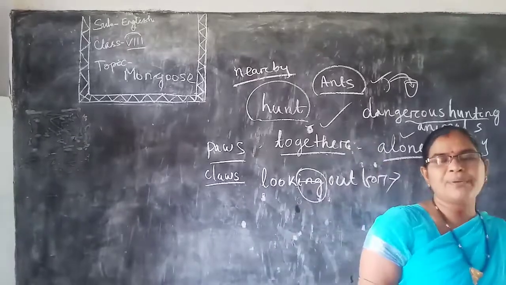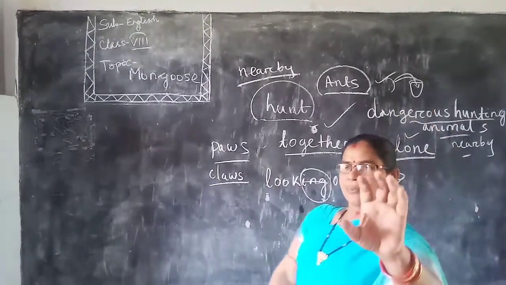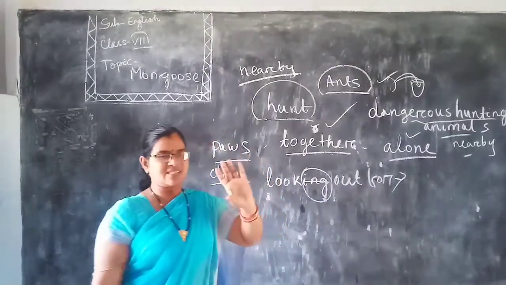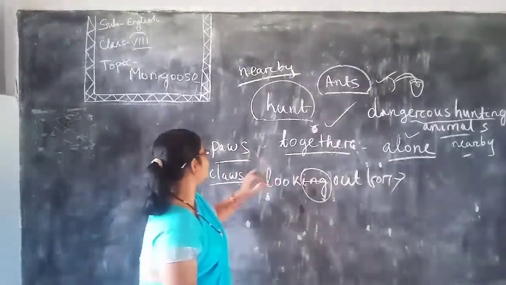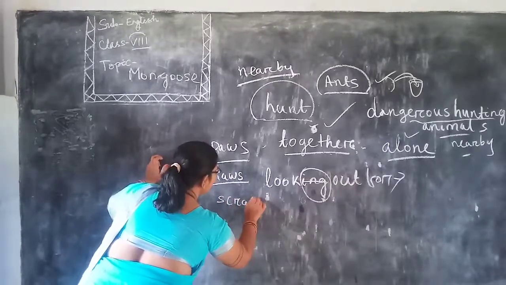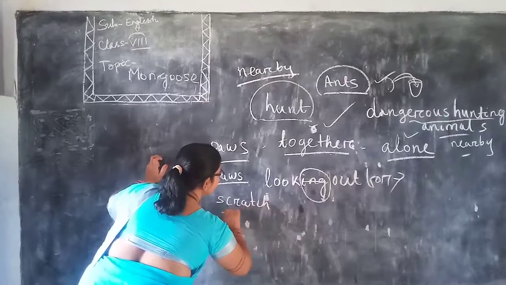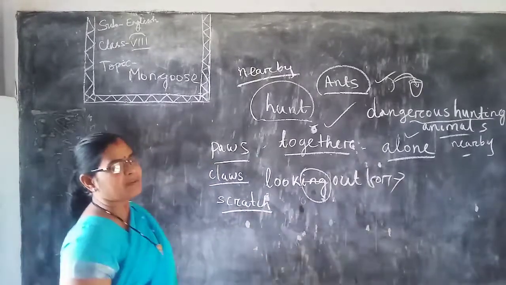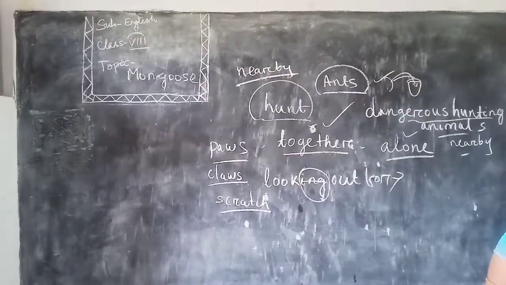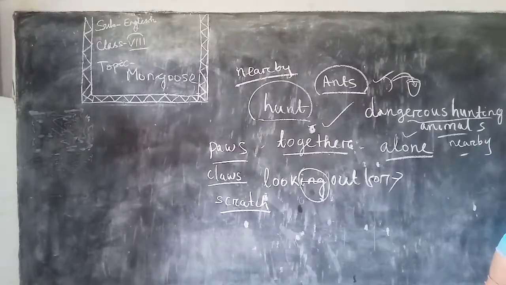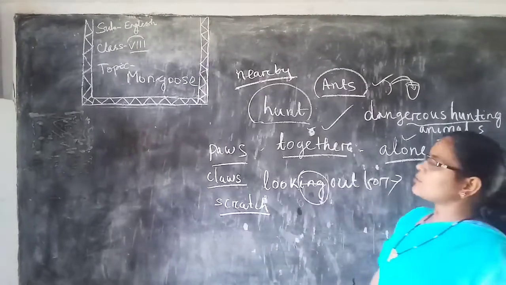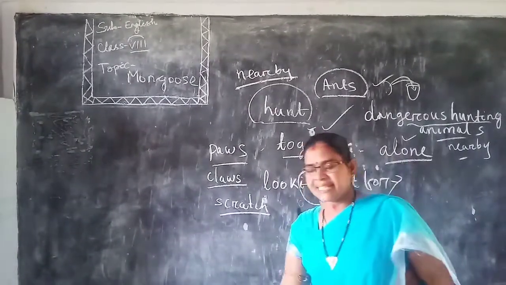What happens when a cat attacks you with its paws or claws? It scratches your face. What happens? Scratch occurs. Have you got this word scratch in your paragraph? I think all of you have got scratching. Scratching the ground with their sharp... Okay, how do they scratch the ground? How do the mongooses scratch the ground?